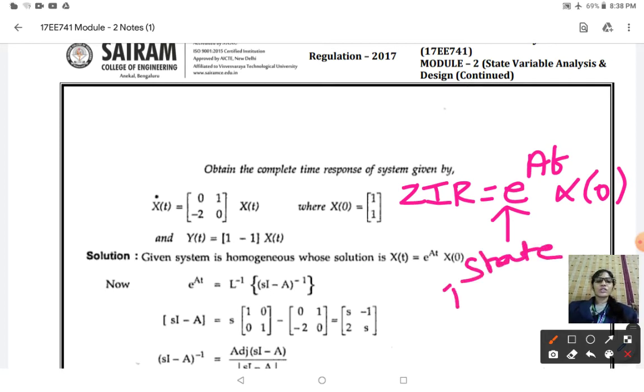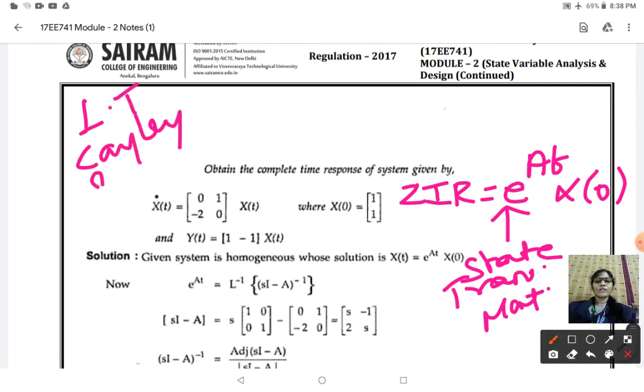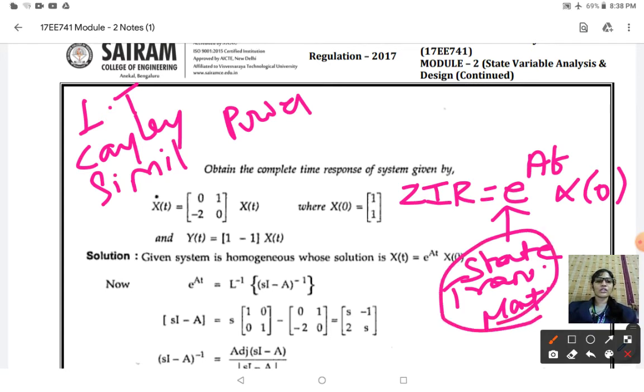The state transition matrix can be identified by 4 methods. One is the Laplace transformation method. Second one is the Cayley-Hamilton method. Third one, similarity transformation method. And the last one is the power series method. So there are 4 methods of identifying the state transition matrix. This one we can identify with a simple method, that is the Laplace transformation method.